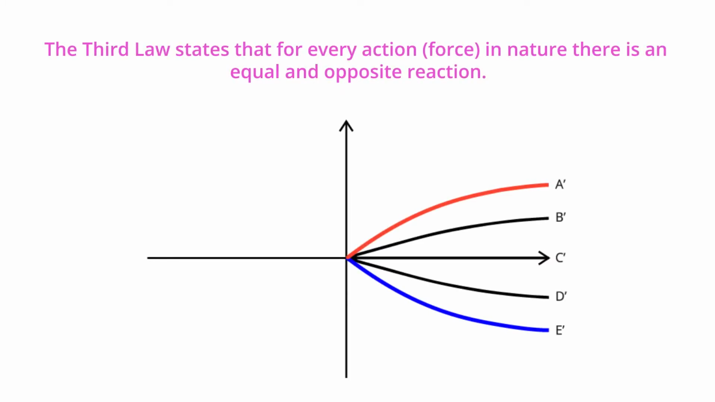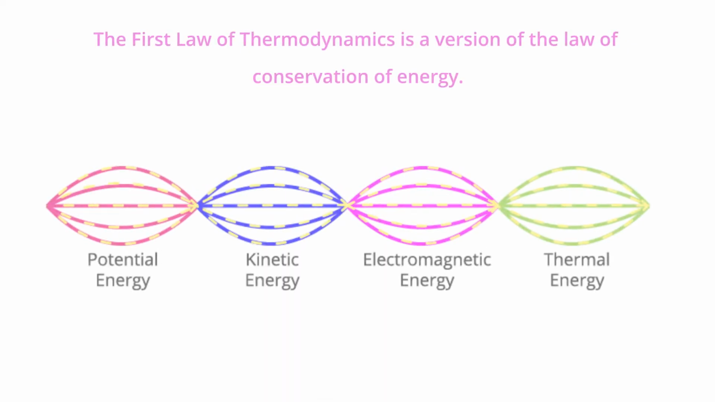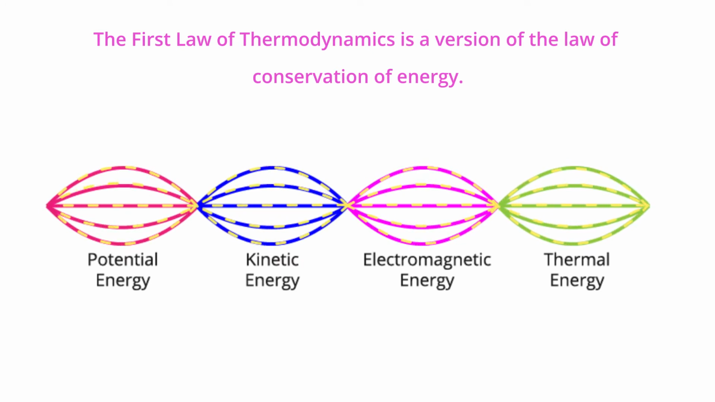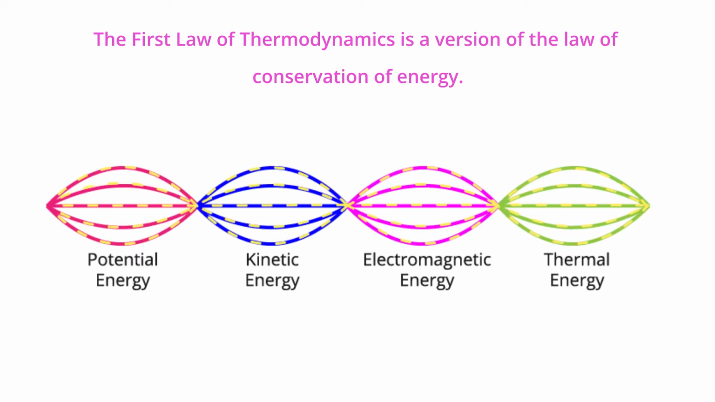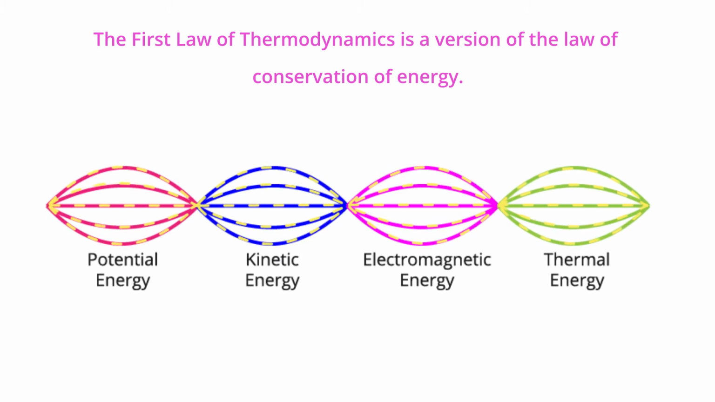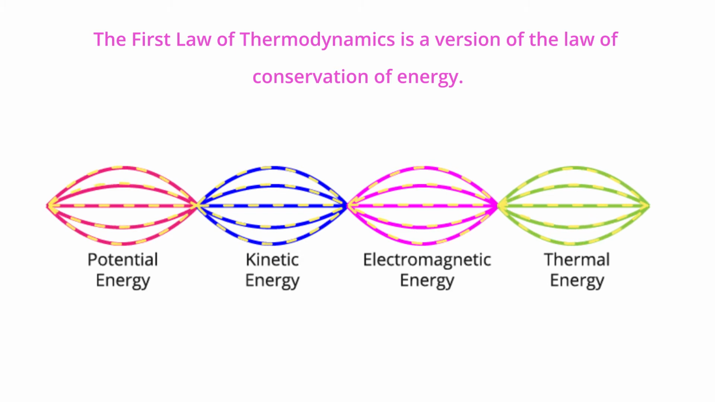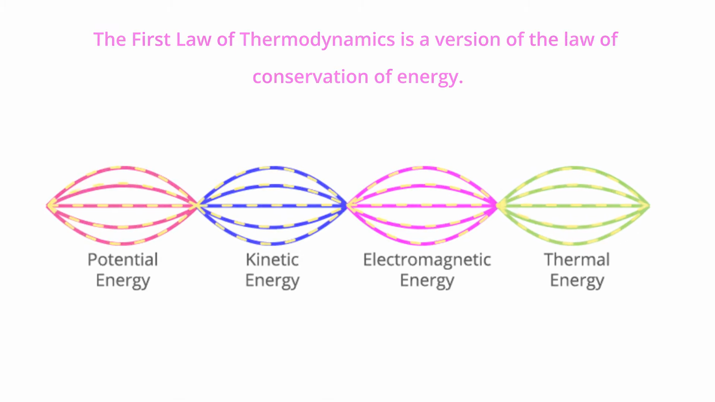The third law states that for every action in nature, there is an equal and opposite reaction. The first law of thermodynamics. In this model, different colors represent different forms of energy. The identical size of these units represents that the amount of energy is invariant after transforming from one form to another. This is consistent with the law of conservation of energy, the first law of thermodynamics.